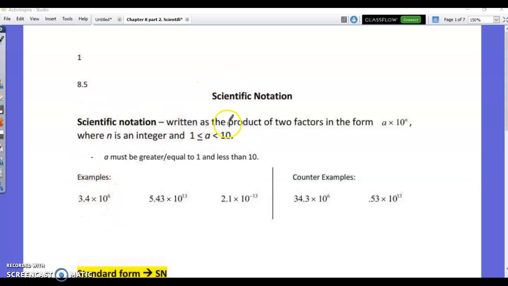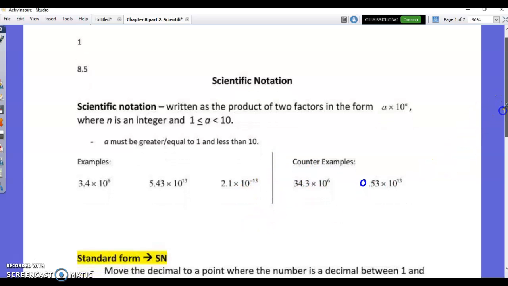All right, so scientific notation is written as a product of two factors, like a times 10 to the n, where a is between 1 and 10. So basically, it cannot be under 1 and it cannot be a two-digit number. So it's always going to be, like here are the examples, 3.4, 5.43, 2.1. It can't be a two-digit number like 34.3. That would not be considered scientific notation. Or it can't be a decimal where that front part is 0, right? 0.53 can't be that. It would have to be a number between 1 and 10, but not a double digit.